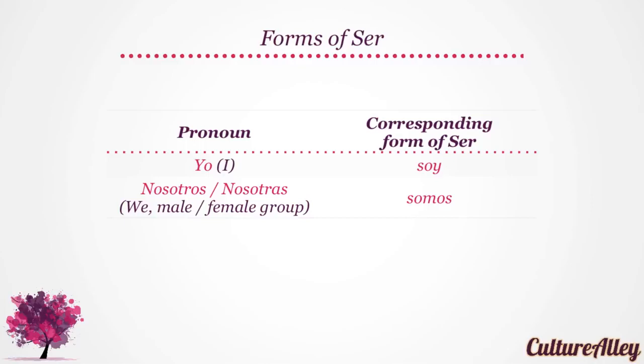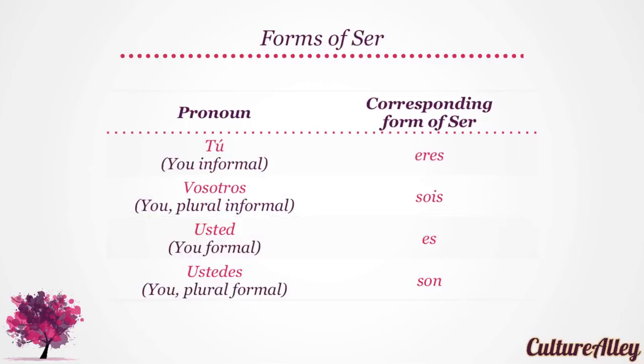Somos. Very good. Moving on, the corresponding form of ser for the informal and singular form of you, or tú, is eres. Can you try that? Eres. Great. For the informal plural form of vosotros, we use sois. Say that, please. Sois.